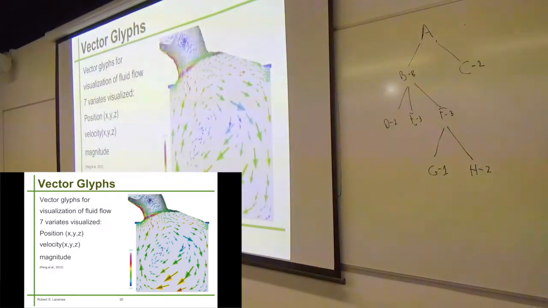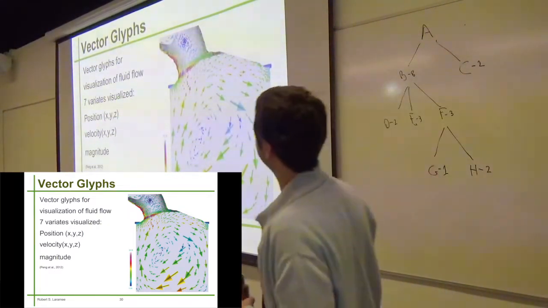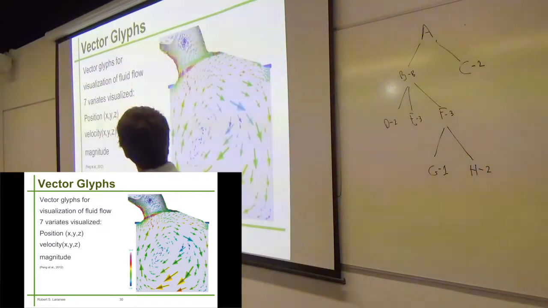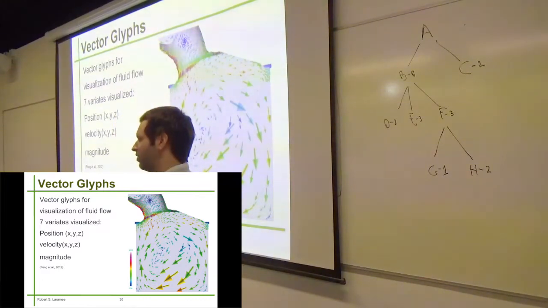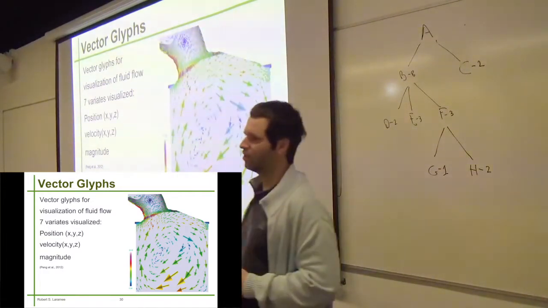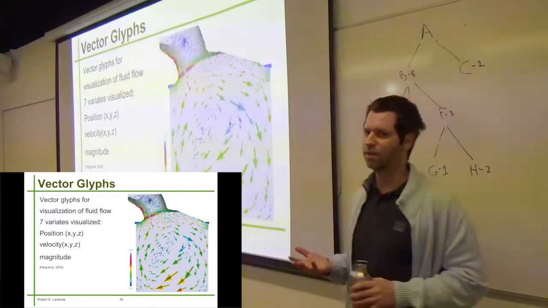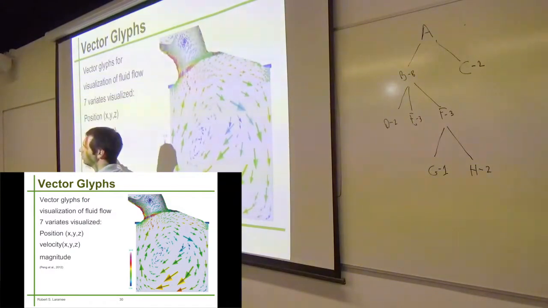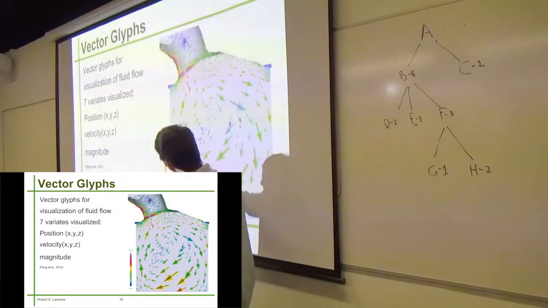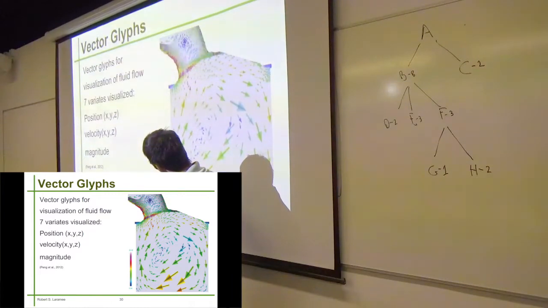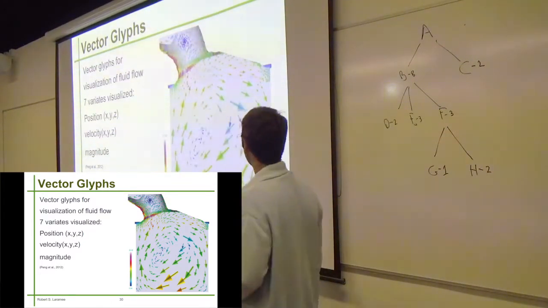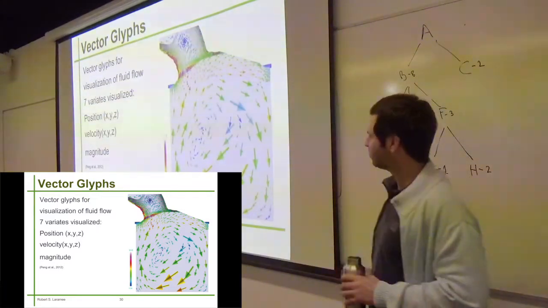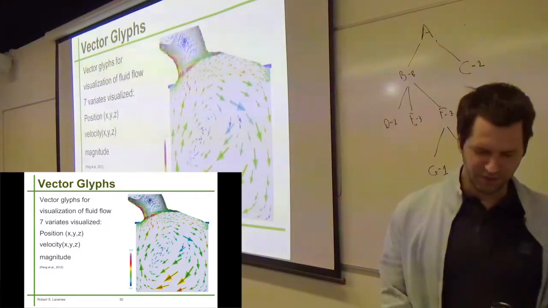You've already seen vector glyphs, but just to make it clear, these are trying to depict 7 variates at the same time. So they all have an x, y, z position. That's 3. Then the velocity has an x, y, and z component. That's 6. And then there's color, which represents magnitude. Well, there's size and color redundantly encoded. Right? The size of these is changing. Right? So is the color. So there are 7 variates being encoded there.